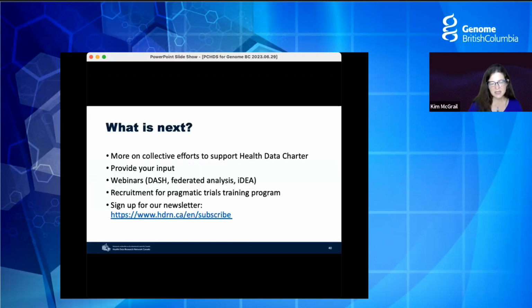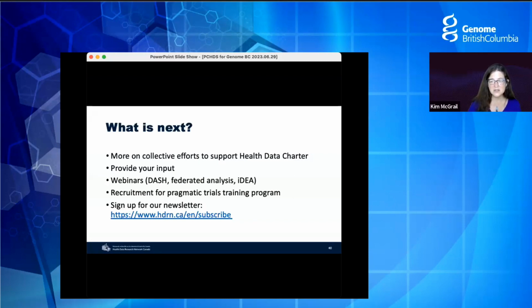So very quickly, what's coming next? There's lots more that we need to do, as I've already identified, on collective efforts to support the Health Data Charter. Would love to have your input on how we go about creating that collaborative and collective space and the kinds of things that we should be doing. There are, as I said, going to be lots of webinars on the Data Access Support Hub, on federated analysis, on inclusion, diversity, equity, and accessibility, all sorts of things coming from HDR in Canada. There will be recruitment for the pragmatic trials training program, and we have a newsletter for signing up.